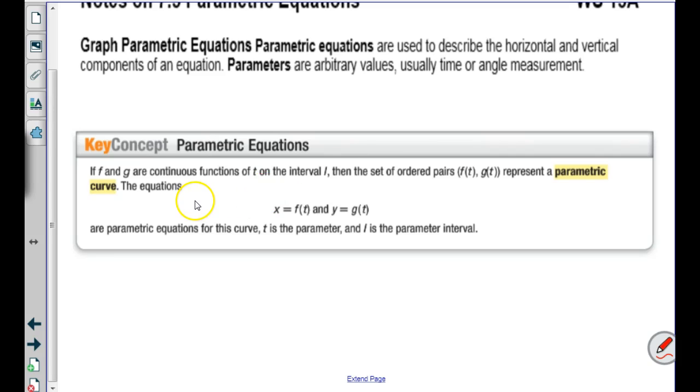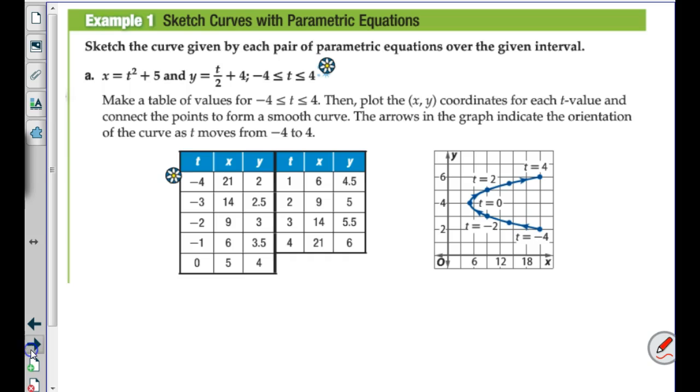All right. If a curve, oh, this is the definition. It says if f and g are continuous functions of t on the interval, then the set of ordered pairs f of t, g of t. So we are not actually graphing t. We're going to put the values into the equations and come up with an x and a y. All right, so this sounds really confusing. Let me show you a quick little example, and then we'll do one together.